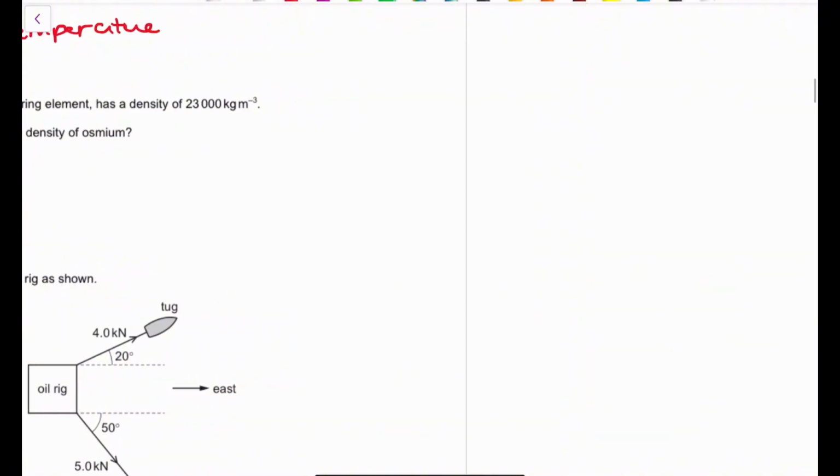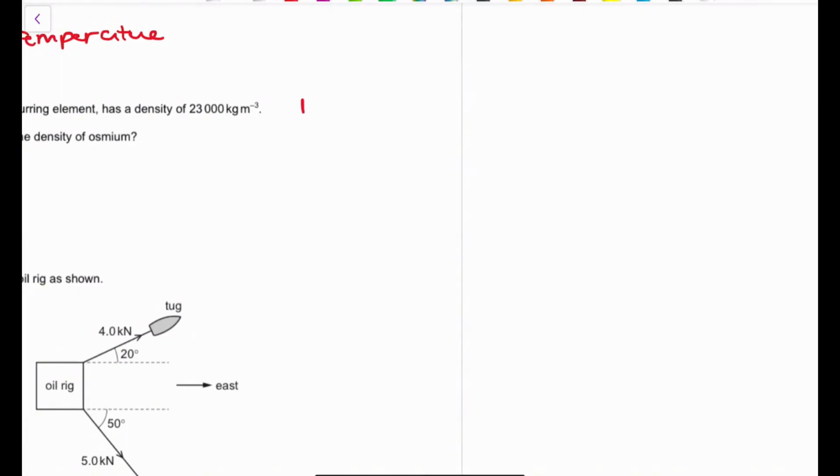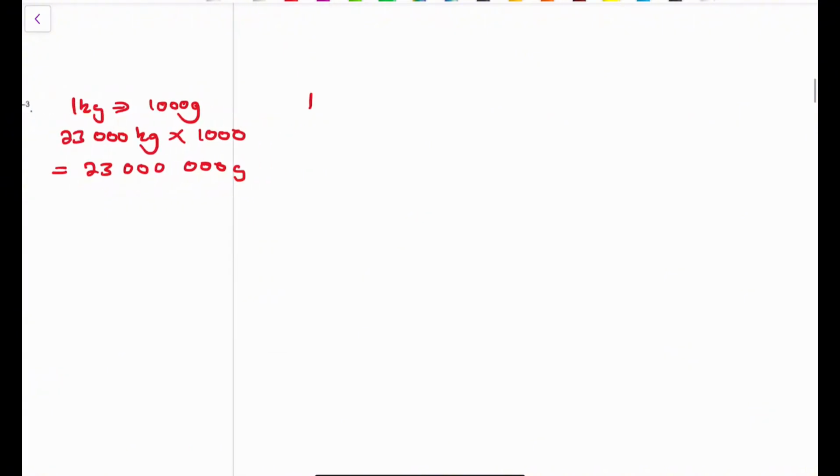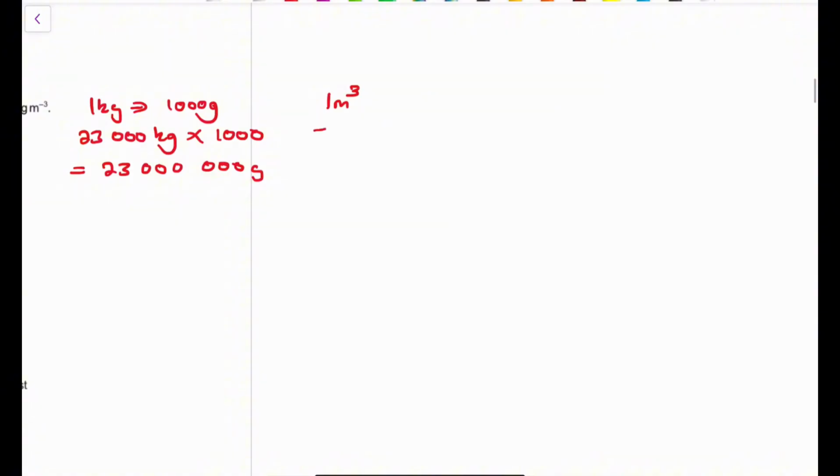Okay, so 23,000 kilograms is basically, we know that 1 kg is about 1,000 grams. So 23,000 kg will basically be, we multiply that by 1,000, and we end up with 23 million grams, okay? So we have the mass part covered, but we want to find out how much 1 cubic meter is in cubic centimeters. We know that 1 cubic meter is basically 1 meter times 1 meter times 1 meter. But a meter is made up of 100 centimeters. So it's going to be 100 times 100 times 100, and that's going to give you 1 million cubic centimeters, right?